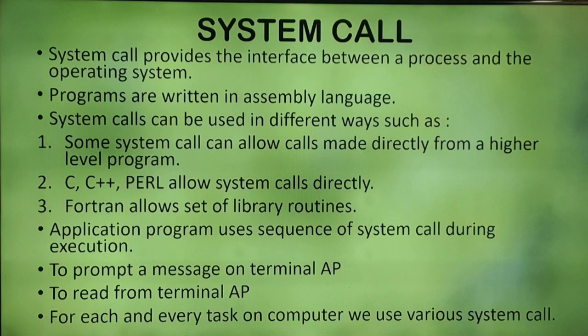Programs of system calls are written in assembly language. System calls can be used in different ways, such as allowing calls made directly from a high-level program. It can use C, C++, Perl to allow system calls directly. Fortran allows a set of library routines for a system call.